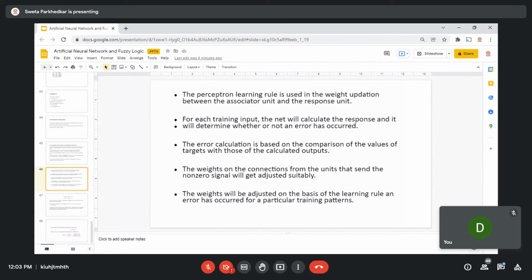Then the perceptron learning rule is used in weight updation between the associator unit and the response unit. Now the perceptron learning rule: we saw that a learning rule can be supervised, unsupervised or reinforcement learning. But generally the perceptron uses a supervised learning algorithm. So we use a learning rule to update the weights.